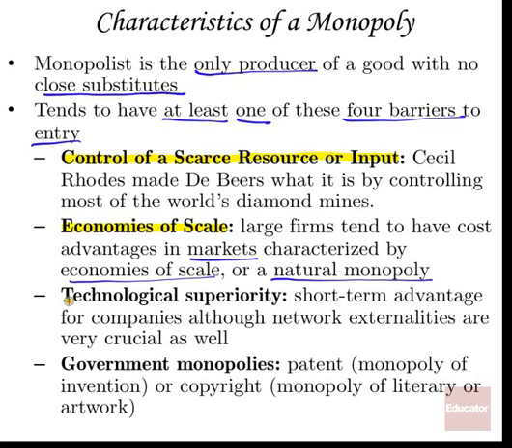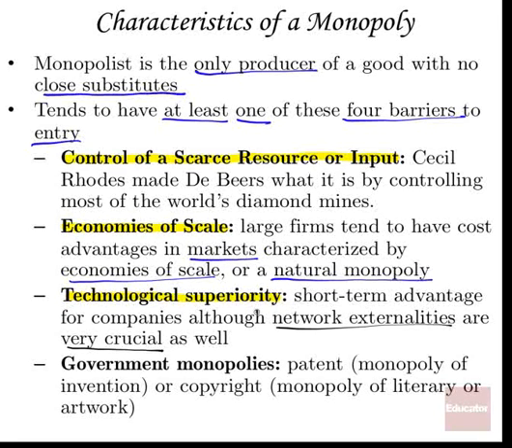Another very simple barrier is technological superiority. That's a short-term advantage for companies, although network externalities are very crucial as well. For example, Microsoft Word might not have been the best product out there on the market. However, as more and more users started using Microsoft, it's actually network externalities that caused Microsoft to become what it is today. So it's not necessarily a long-term advantage, but it definitely does help for a firm to have technological superiority in order to have a monopoly.